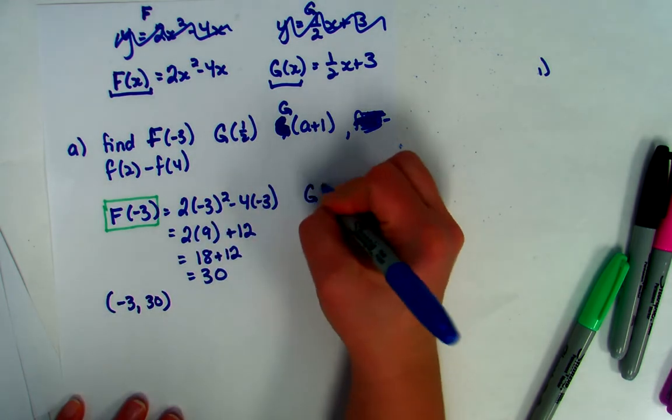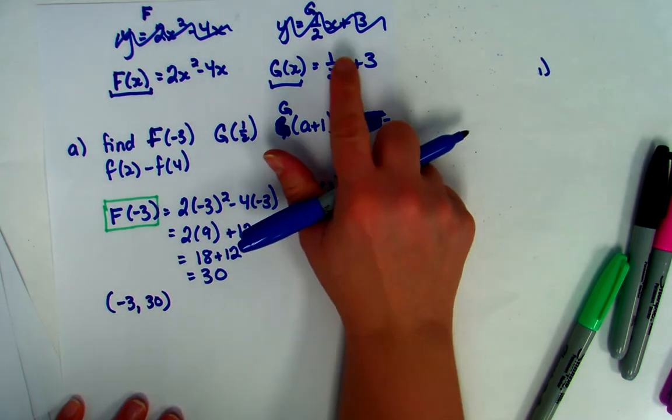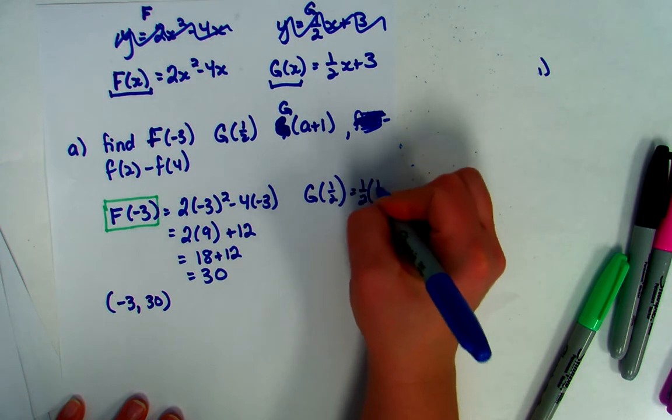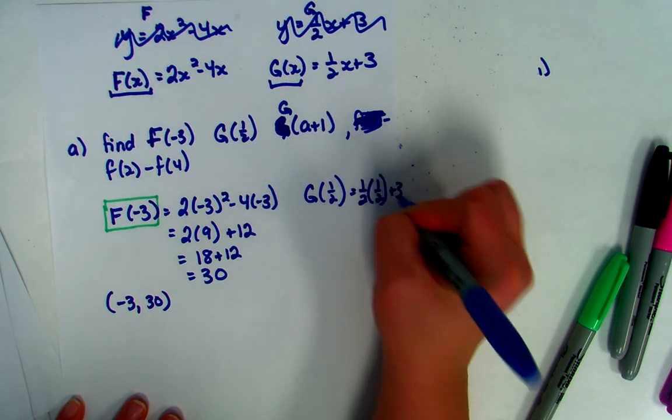So now I'm going to do g at 1/2. Well, because it's g, I'm going to go to this function. So that's 1/2 times 1/2 plus 3.